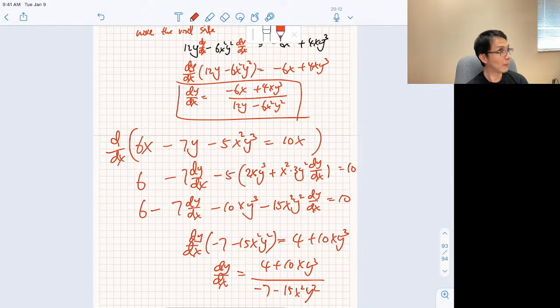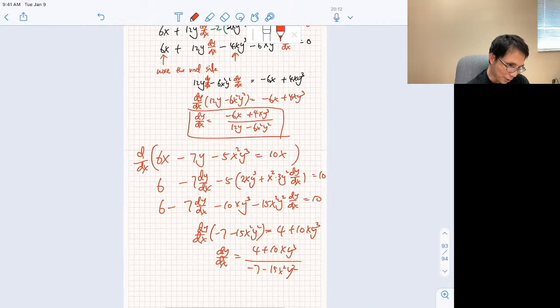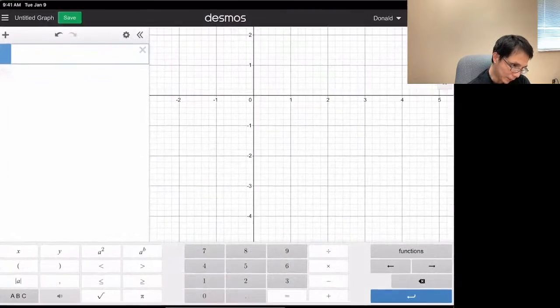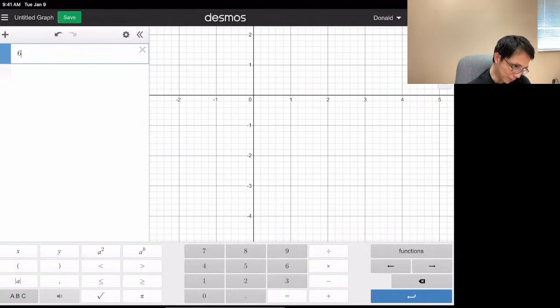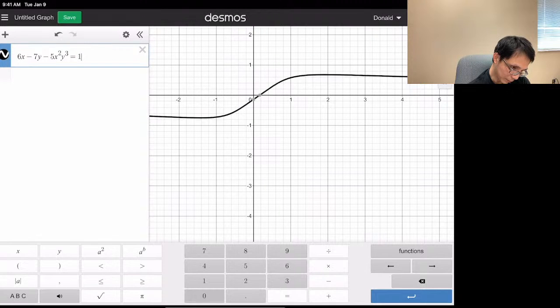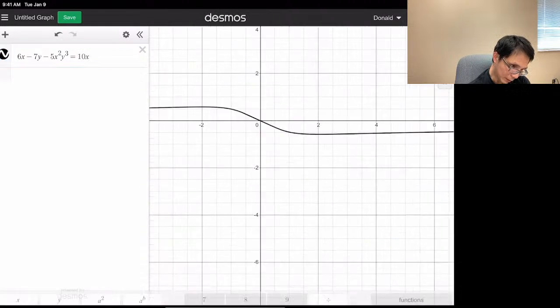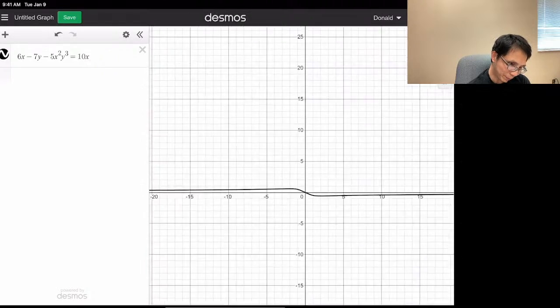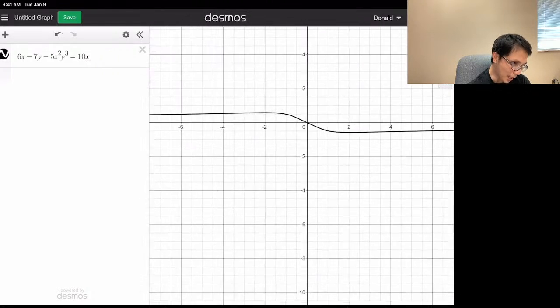How do you put it in decimals? I tried to put in decimals. I mean, sometimes a function doesn't come up because the number is kind of weird, but let's try it. 6x minus 7y minus 5x squared y cubed, and then equals 10x. I mean, that's not too weird. This is actually okay.